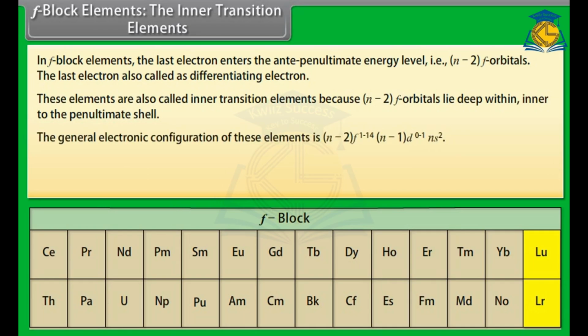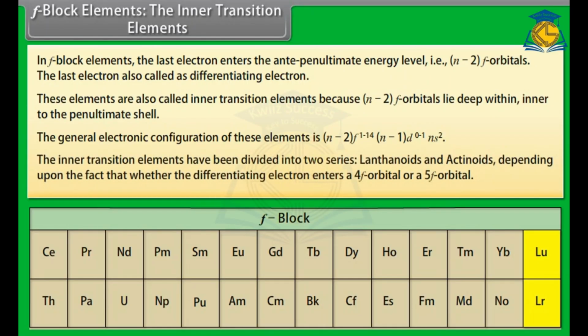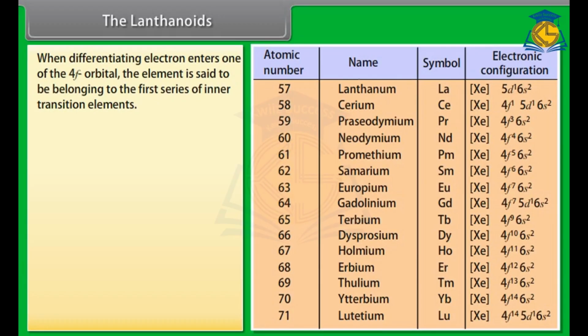The general electronic configuration of these elements is (n-2) f1 to 14, (n-1) d0 to 1, ns2. The inner transition elements have been divided into two series, lanthanoids and actinoids, depending upon whether the differentiating electron enters a 4f orbital or a 5f orbital. The lanthanoids. When the differentiating electron enters one of the 4f orbitals, the element is said to belong to the first series of inner transition elements.